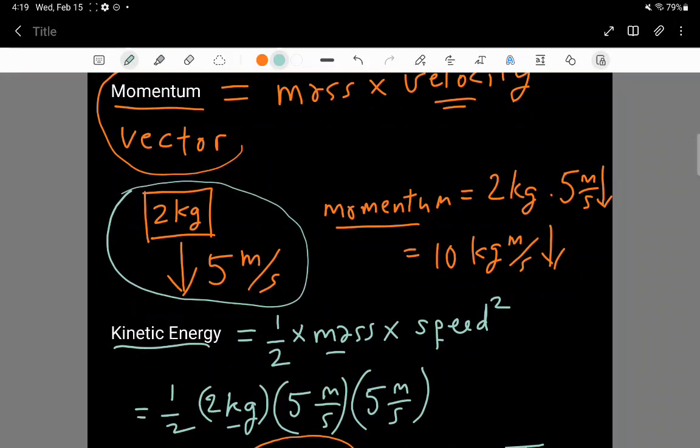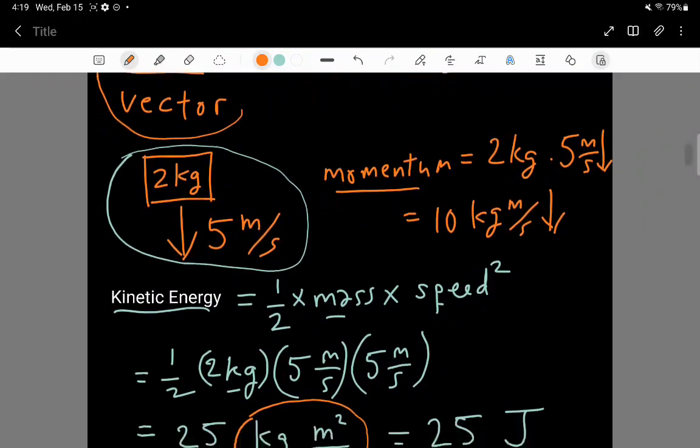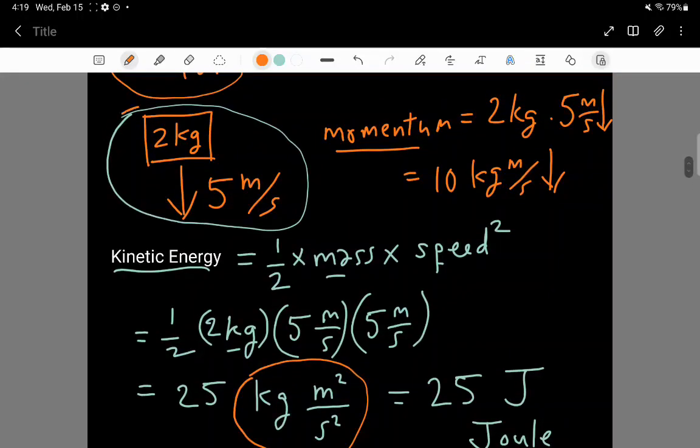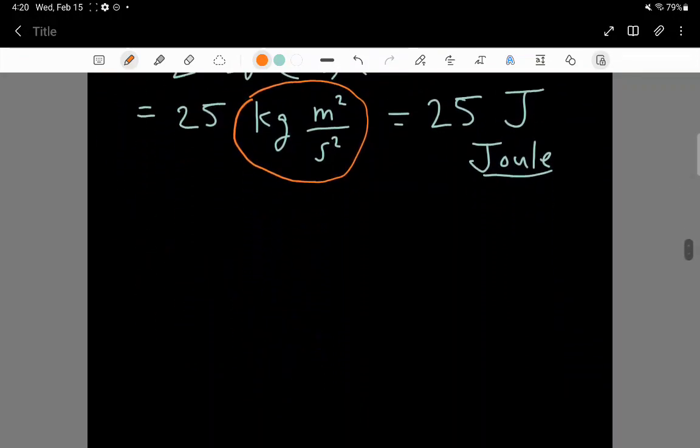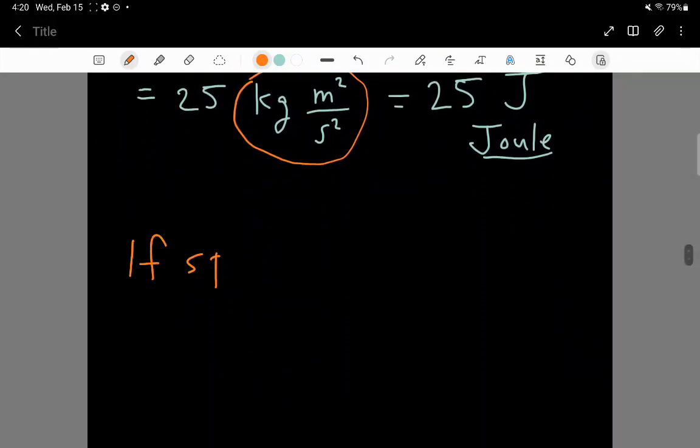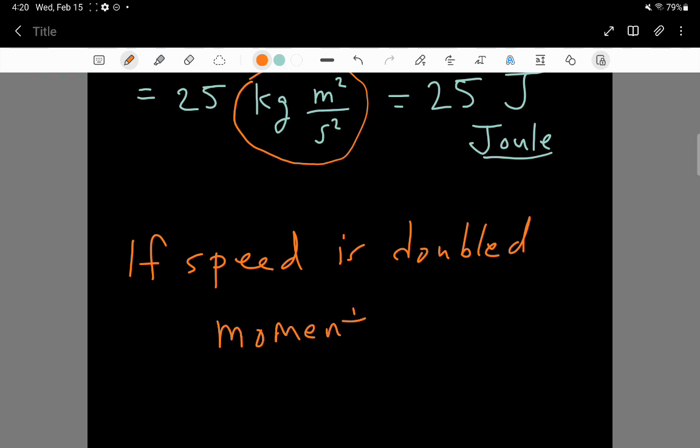An interesting thing to do, and you're going to wonder about it during your lab a little bit, is I have this 2 kilogram object moving at 5 meters per second down. And we calculated that the momentum was 10 kilograms meters per second down. But what if I had this 2 kilogram object moving at twice the speed? If speed is doubled, you can see that the momentum is doubled.